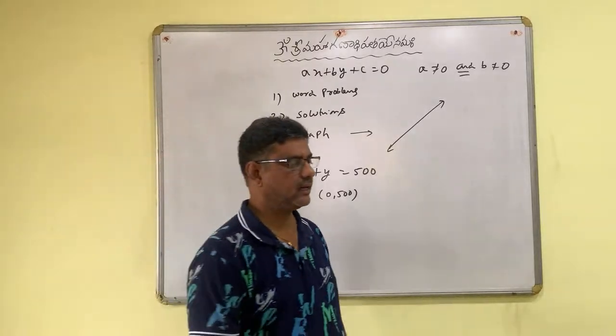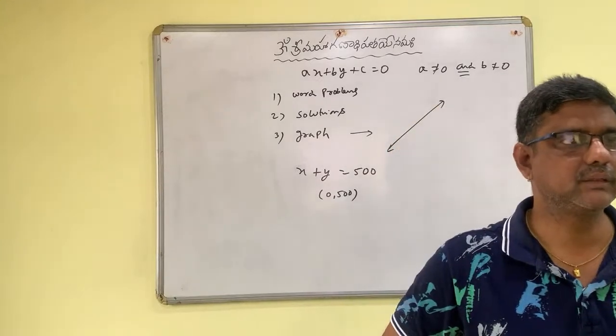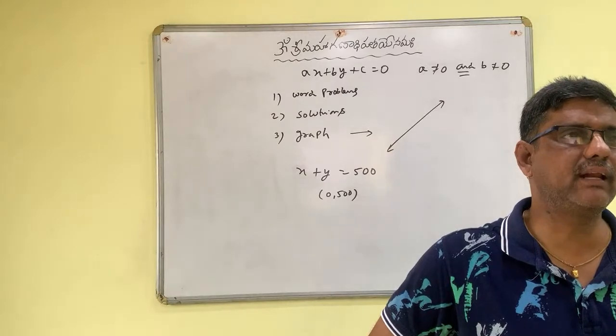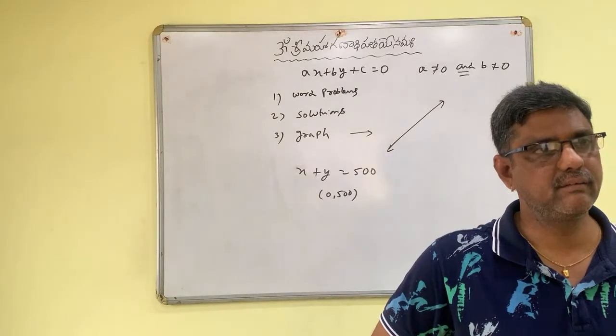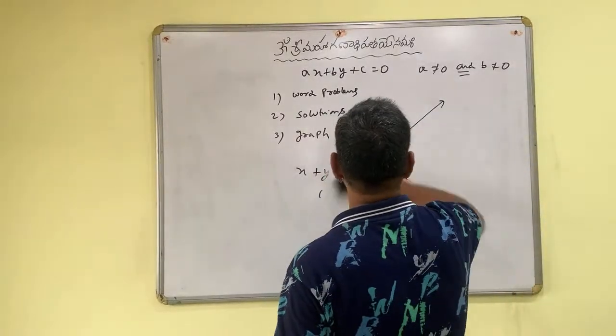Then we can draw the graph of a linear equation in 2 variables. And what will we get after drawing the graph? We'll observe that we'll get a straight line. Okay.